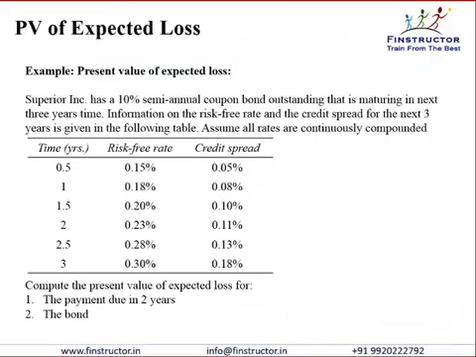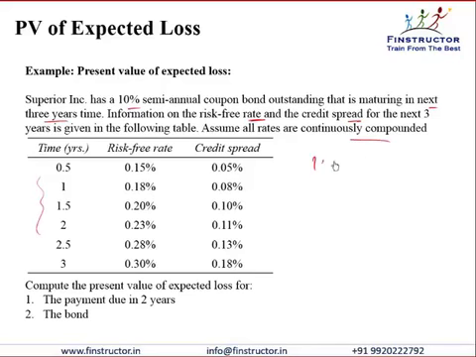So in the question, Superior Incorporated has a 10% semi-annual coupon bond outstanding that is maturing in the next 3 years' time. Information on the risk-free rate and the credit spread for the next 3 years is given in the following table. Assume all rates are continuously compounded.